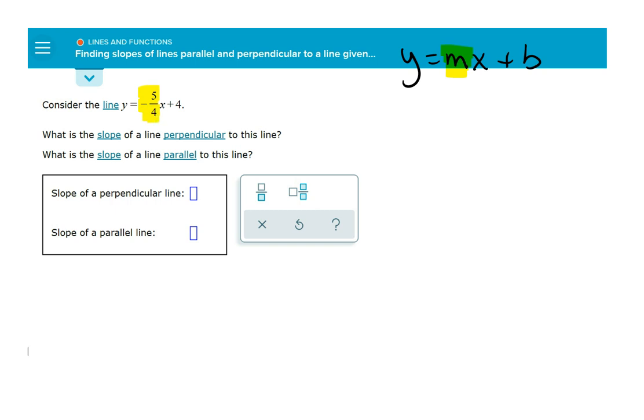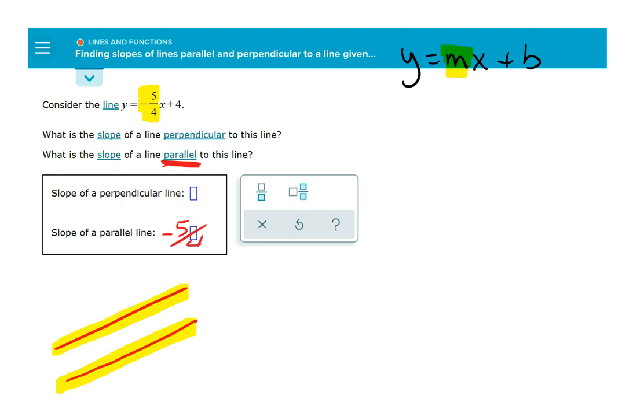Now, I'm going to start with parallel first. If you're talking about parallel lines, those are two lines that run side by side and never intersect. They will both have the exact same slope. So if the slope of this line is -5/4, then any line that is parallel to it will also be -5/4 because they're slanted exactly the same.